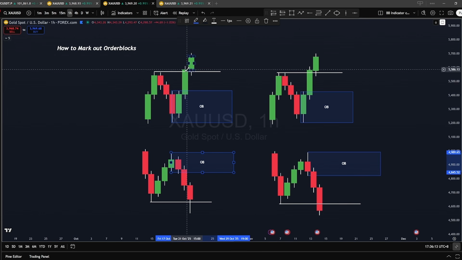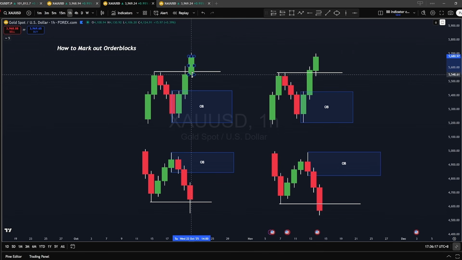Same thing for the bullish. Let's say the market here creates a wick. The moment this candle creates a wick and closes, and price breaks out of it and creates a higher high, you have a bullish order block. So this is the first pointer. I repeat, first pointer, you must see price break structure.